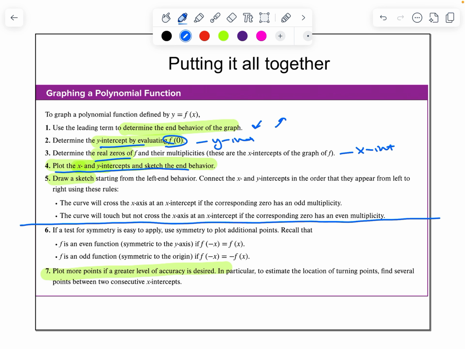And then we're going to draw a sketch based on those things. Remember that the curve is going to cross the axis if we have odd multiplicities, and it's going to touch and turn around if we have even multiplicities. The rest of this, if we wanted greater accuracy, we could plug in more points and make our graph even more accurate. We could also do an odd and even test, which we're just not going to do in this class.